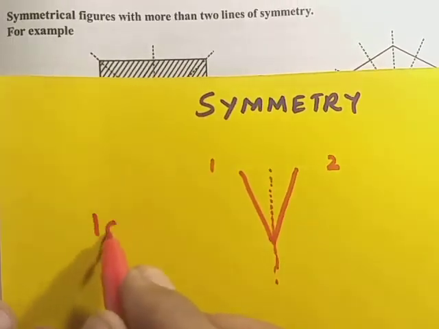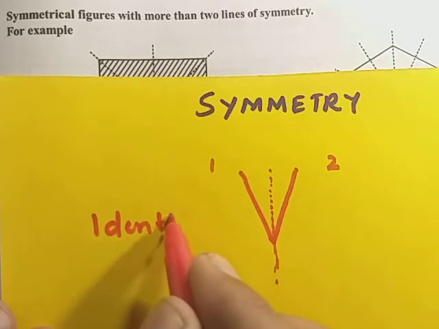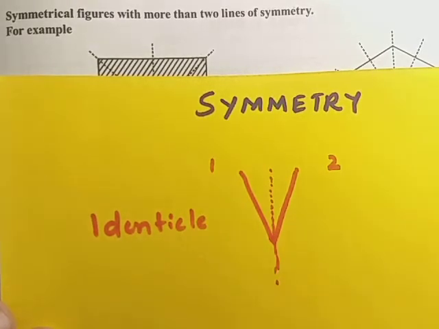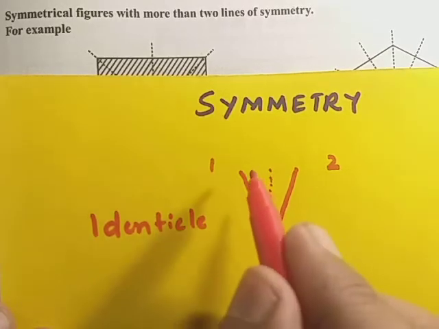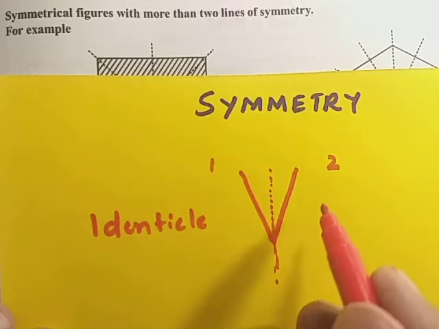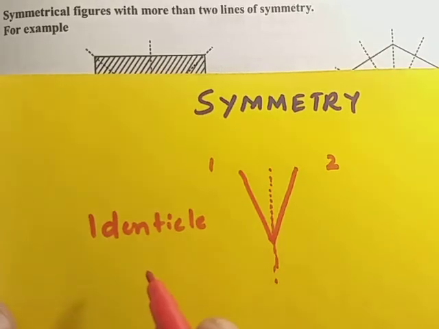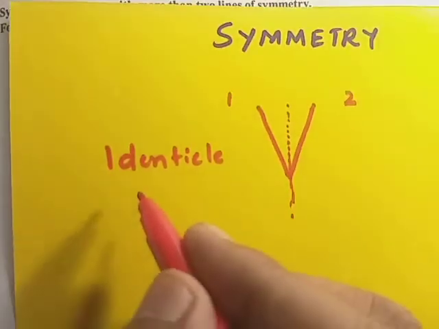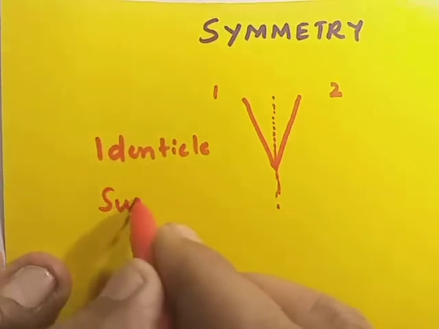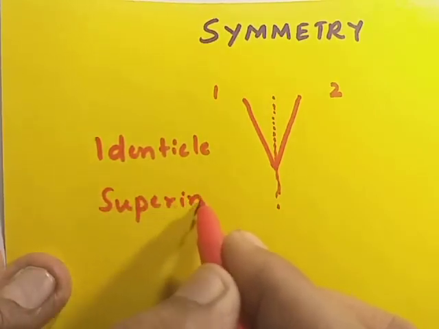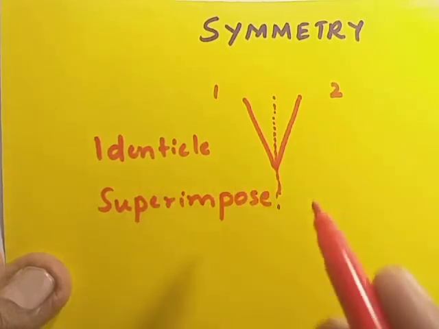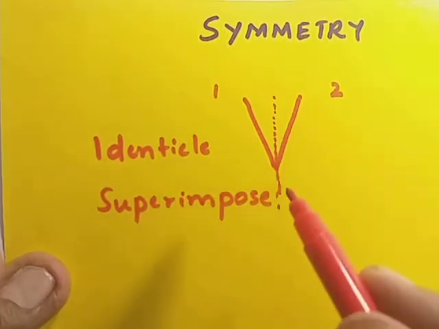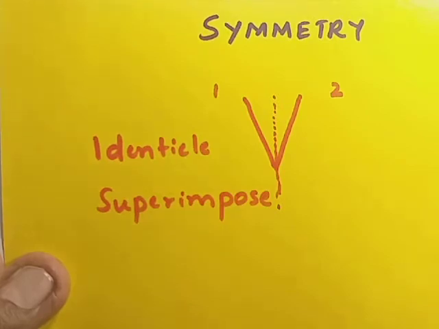I write here, this is identical. That is one property of the symmetric shape. And if along the line the shape is folded, they superimpose, they combine together. We call it superimposition. If so, then this shape is called a symmetric shape or a symmetric figure.